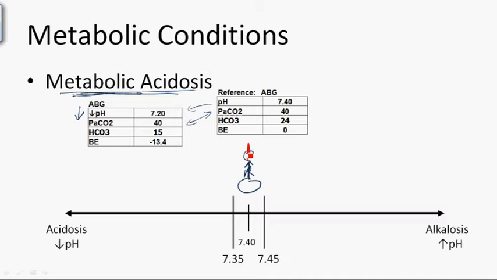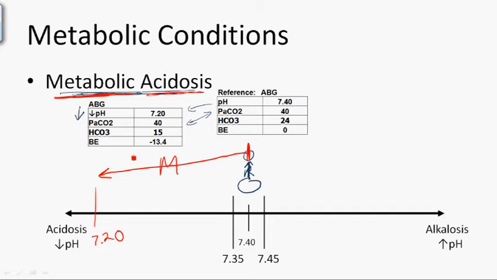So I'm going to draw a little line here, and of course it's going to make us acidotic because our pH is very low. So we've got a pH of 7.20. This is our metabolic component right here, and what this shows us graphically is that all the change is due to the metabolic components of the blood gas. So this is a metabolic acidosis.